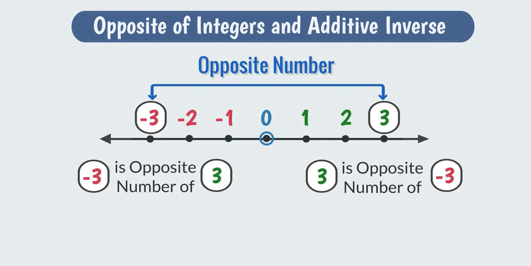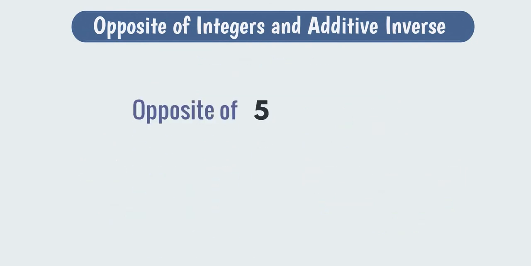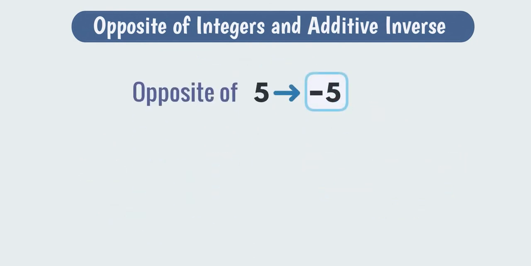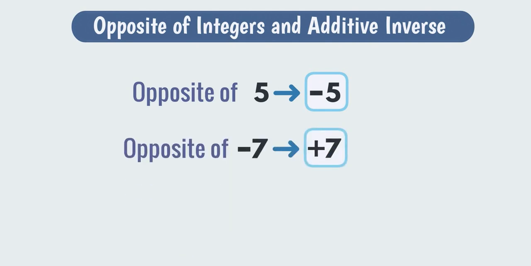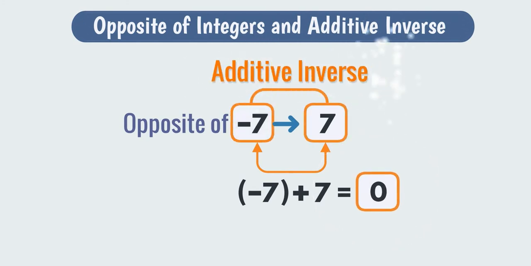Basically, opposite of a number can be obtained by changing its sign. For example, opposite of 5 is minus 5. Opposite of minus 7 is plus 7 or simply 7. When we add the opposites of a number, then the result is always 0. So these numbers are also called additive inverse of each other.